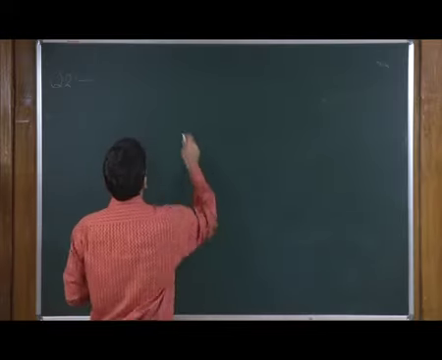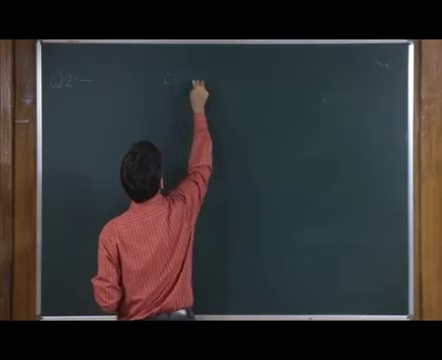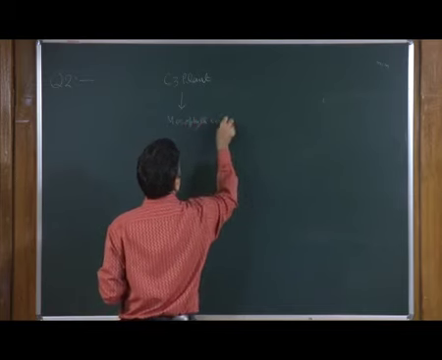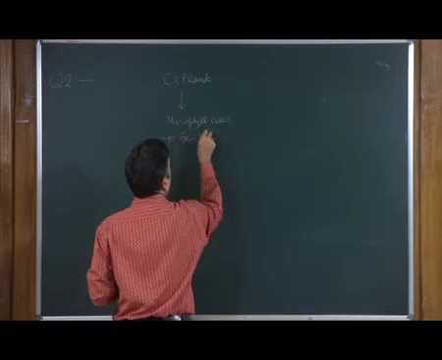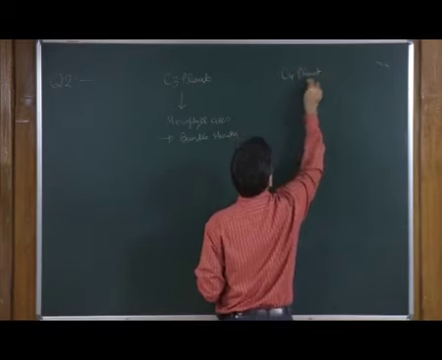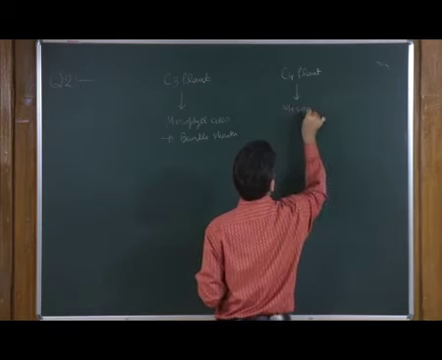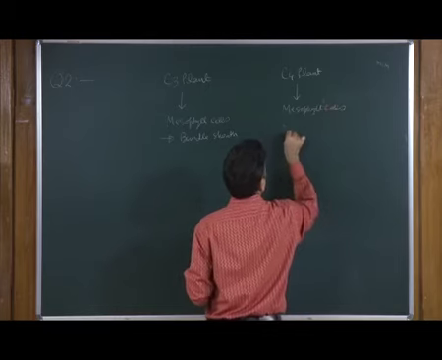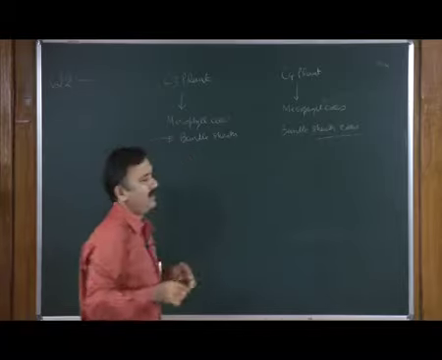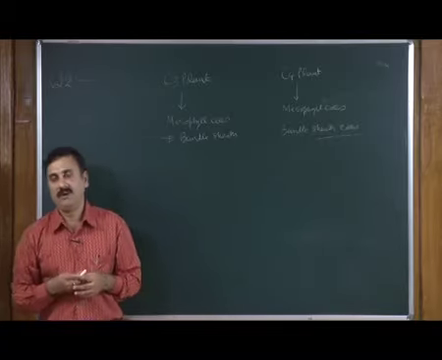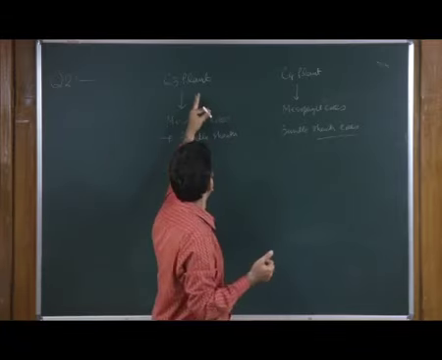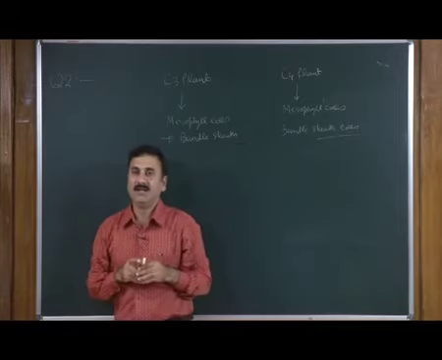So, what is the difference? C3 plants normally contain the mesophyll cells, but they do not have the bundle sheath. Whereas a C4 plant contains both the mesophyll cells and bundle sheath cells. So, if you cut a section of a leaf and stain it to look at the internal structures, and you find only the mesophyll cells, it is a C3 plant. If you find the mesophyll and the bundle sheath cells, then it is a C4 plant.